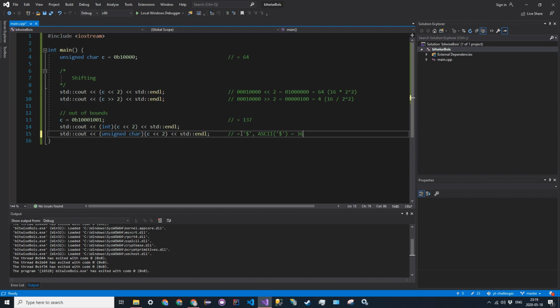And you can see that reflected in here: 1000101, the original, left shift by 2 is equal to 001000100, where you chop off the bits, which is equal to 36. So we're essentially chopping off the extra bits because we have a memory constraint when it's an unsigned char. Yeah, so that's the out of bounds.